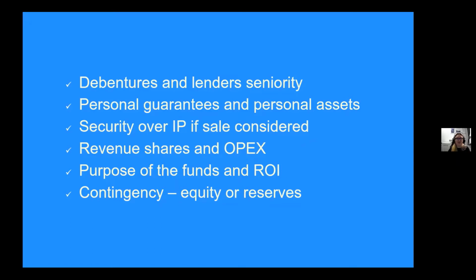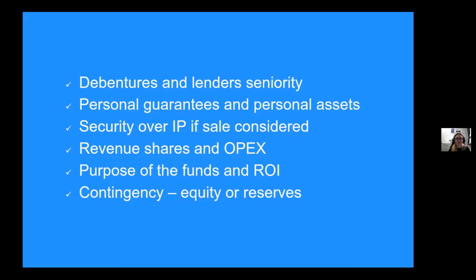Debentures and lender seniority is one of the sort of first things. Debentures is like the charge over the company. So if your company goes bust, the lender has a right to take all your assets. One of the most interesting elements, and I've seen it with a few lenders, is security over IP. You guys have worked probably for years to build something that is proprietary. Your IP is the most important element of your business.